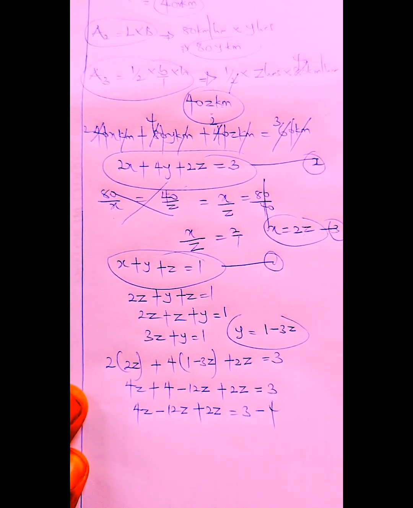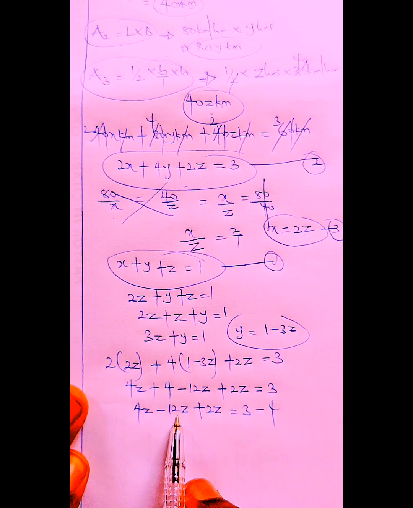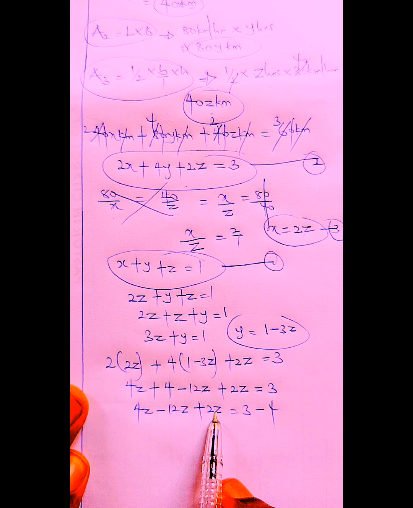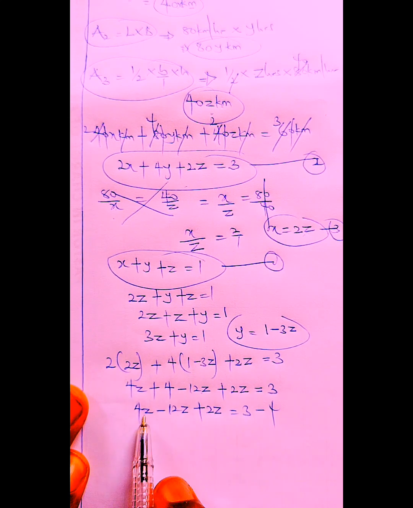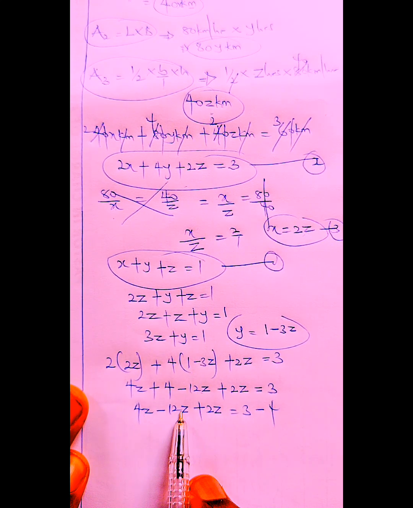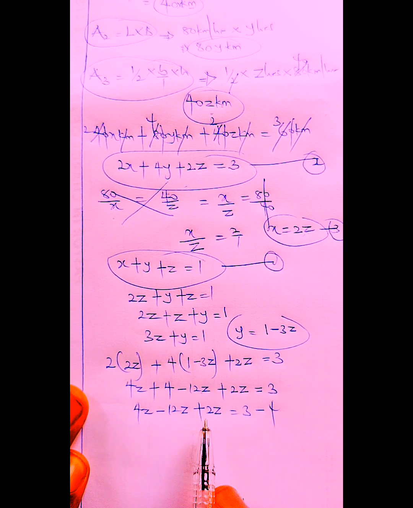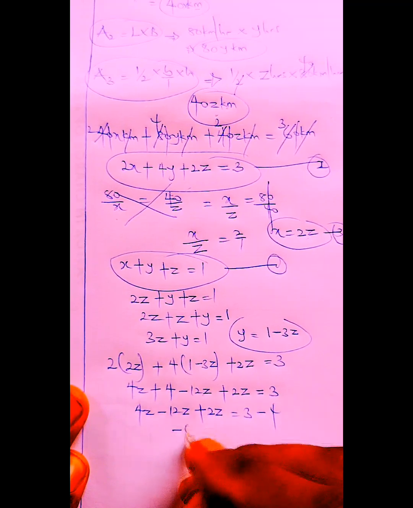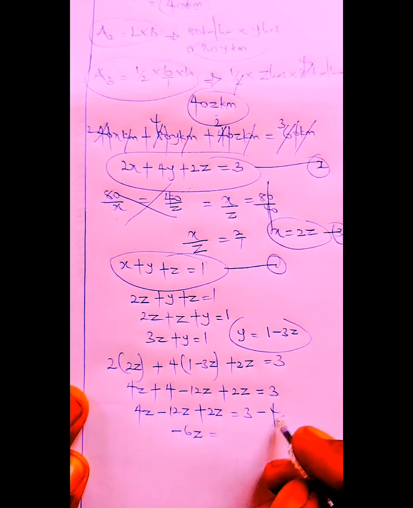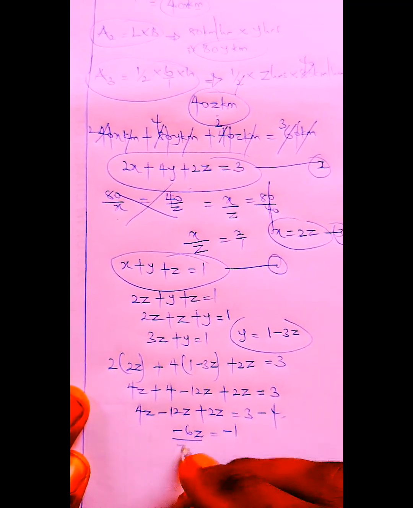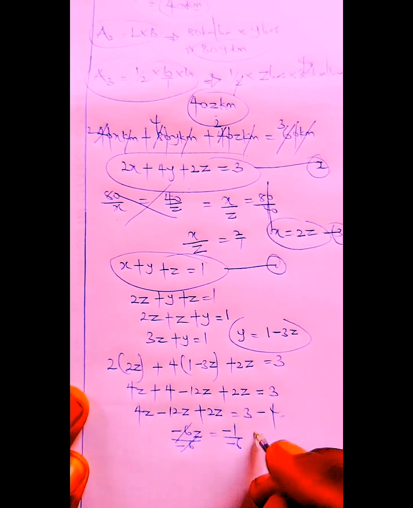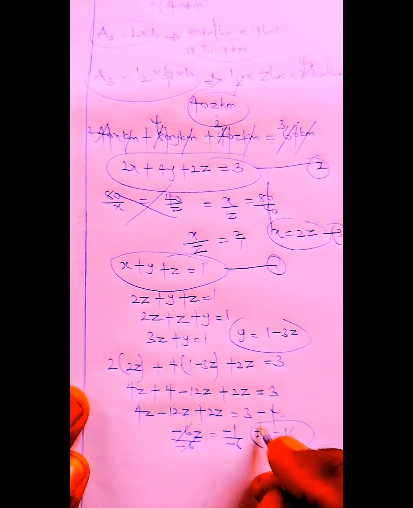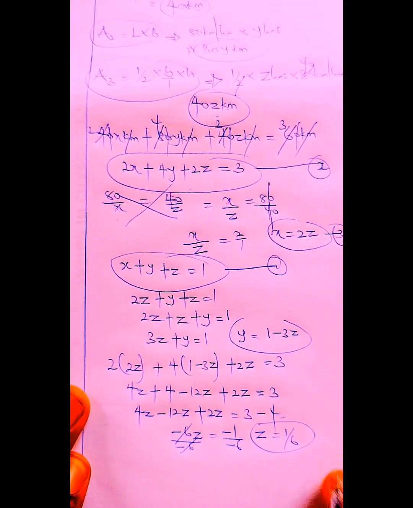So we're almost where we want to be. 4z minus 12z is minus 8z. Minus 8z plus 2z will give us minus 6z, I beg your pardon, minus 6z. So 3 minus 4 is minus 1. So we divide by minus 6, and z is 1 over 6. So we've already gotten a portion of it. We've gotten our z as 1 over 6.